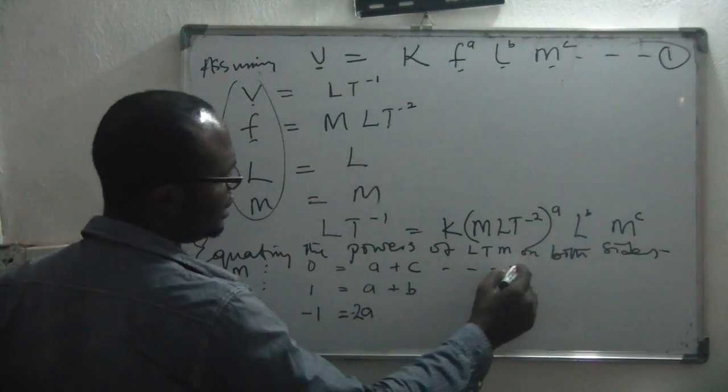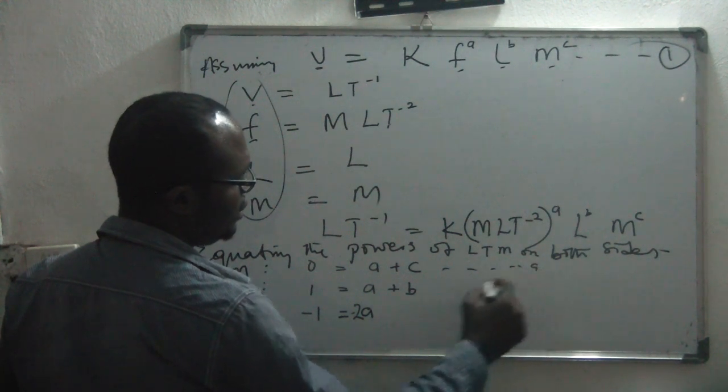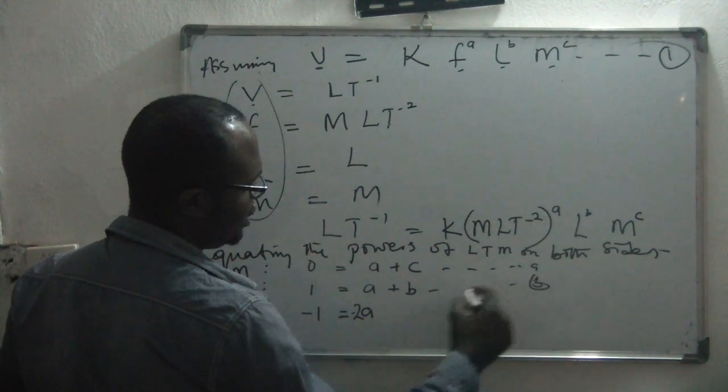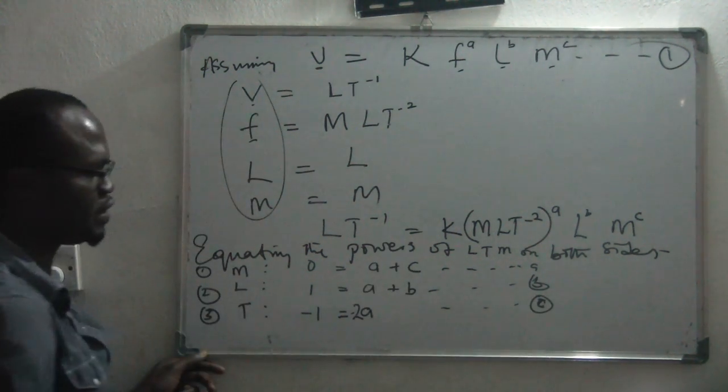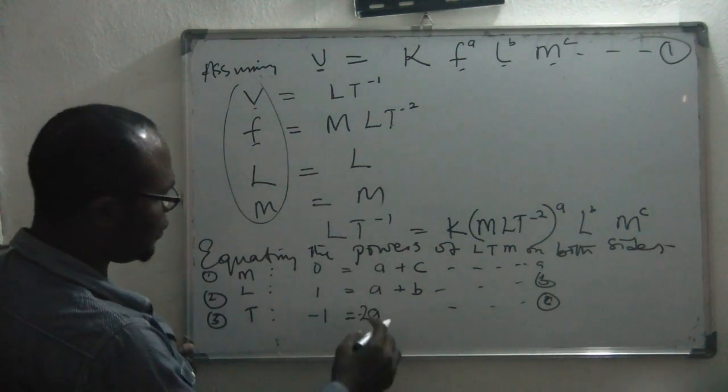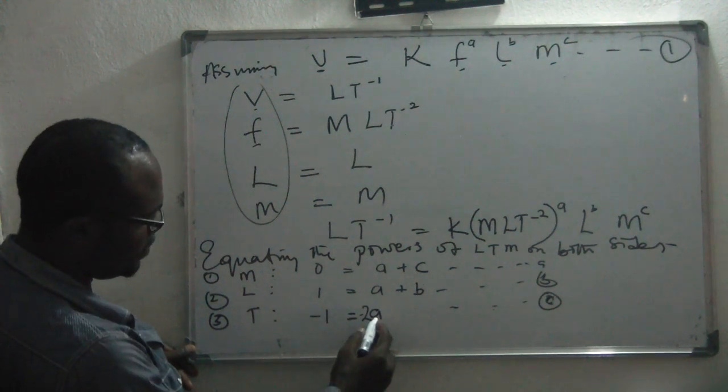Let's say this is equation A, equation B, and equation C. We can solve these 3 equations simultaneously. If we solve these 3 equations simultaneously, what will be the value of A?